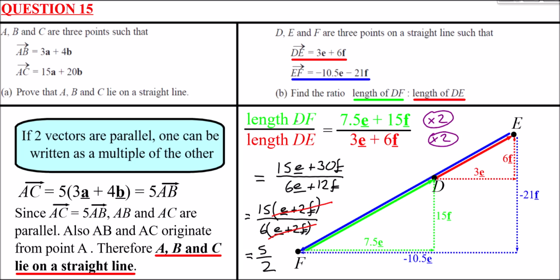So DF as a fraction of the length of DE is 5 over 2. We can now just put these numbers back into a ratio. So therefore, DF to DE is 5 to 2. And that's our final answer.